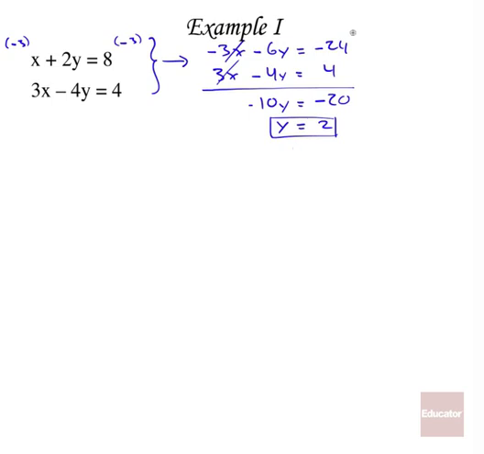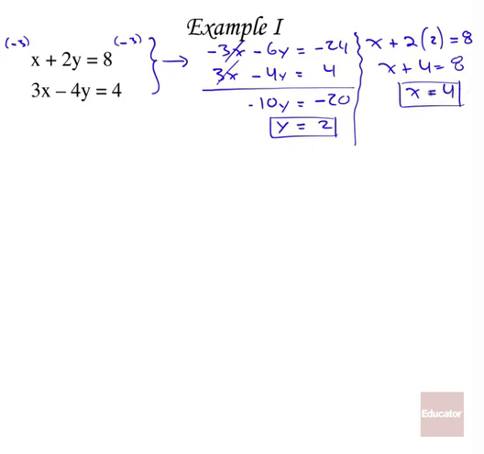Therefore, I'll go ahead and draw a little line here. We'll say x plus 2 times 2, which is y, equals 8. X plus 4 equals 8. Let's put the x on the left-hand side. X equals 4.